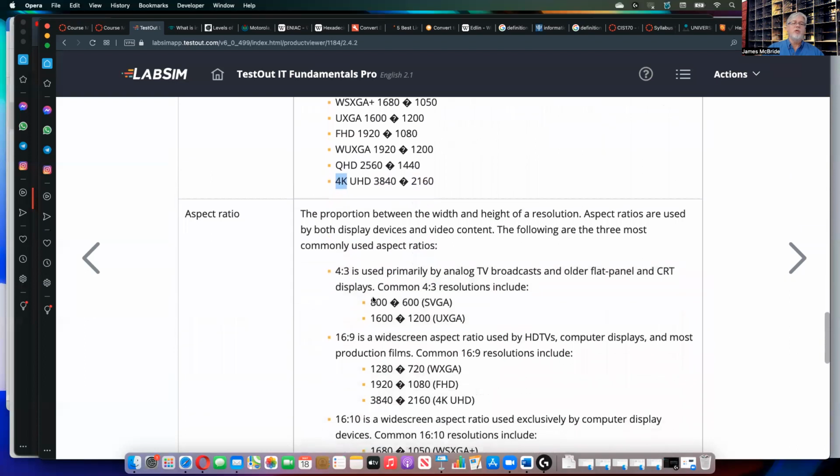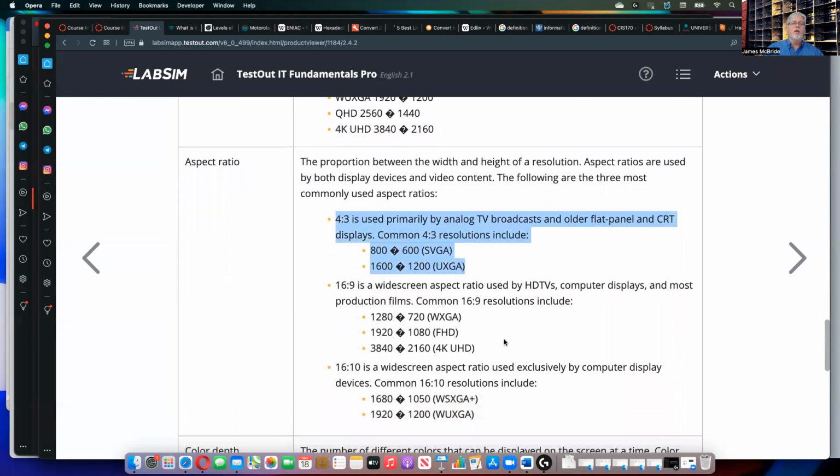The aspect ratio is dealing with whether or not we're talking about square or widescreen. And so we see the old standards, those are more square. And then our widescreen aspect for TVs, which has become very, very important.